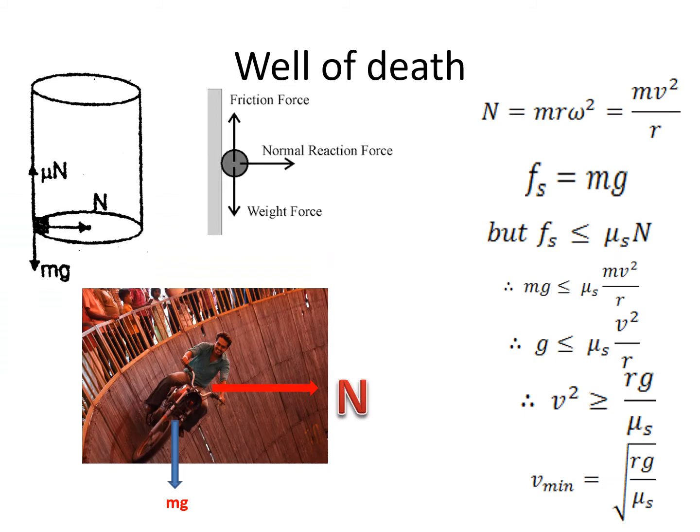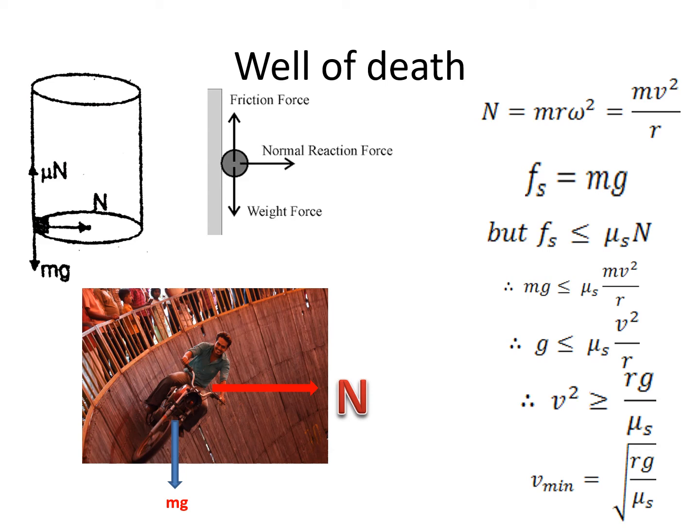The next concept is the well of death. The well of death is observed by most of us when we see a circus. In the circus you might have seen that a motorcyclist runs on the inner walls of the well. The forces acting on this motorcyclist are its own weight mg acting vertically downwards, and this weight is balanced by a force of friction that is provided between the inner walls of the well and the wheels of the motorcycle.